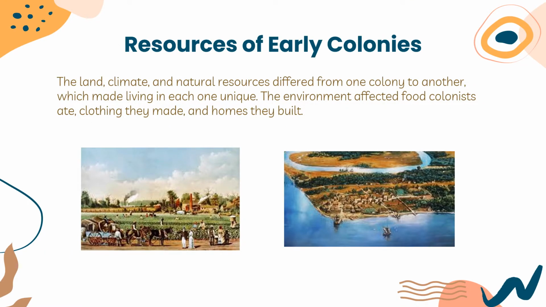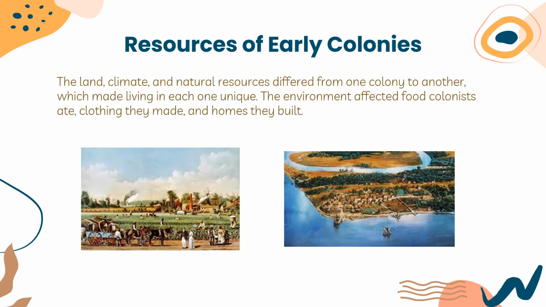The land, climate, and natural resources differed from one colony to another, which made living in each one unique. The environment affected the food colonists ate, clothing they made, and homes they built.